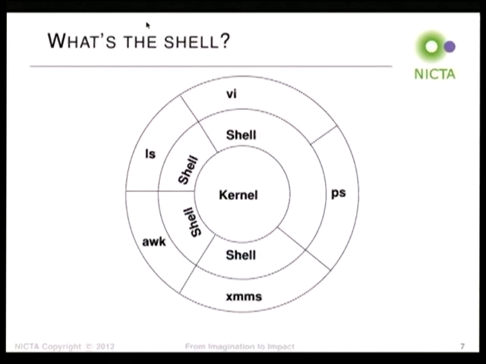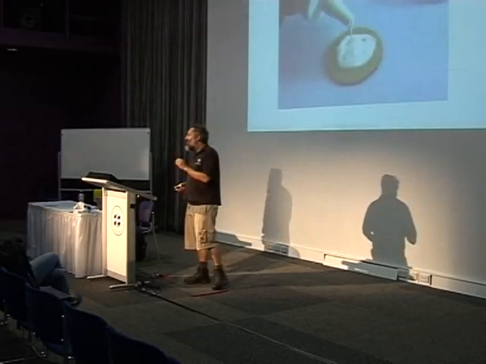So, this diagram is really, really common. It's pinched from one of the basic operating systems books. You've got the kernel in the middle, the shell sits around the outside, you live in the shell most of the time, and it forks off other tools that you use to do your work. But what the shell really is, is glue.